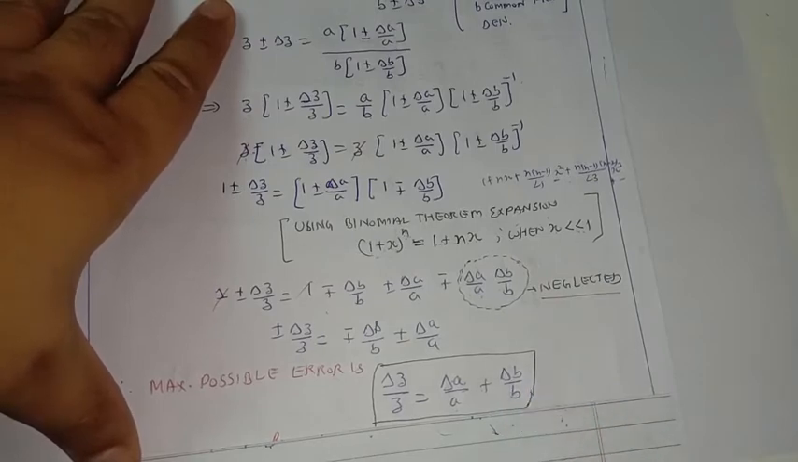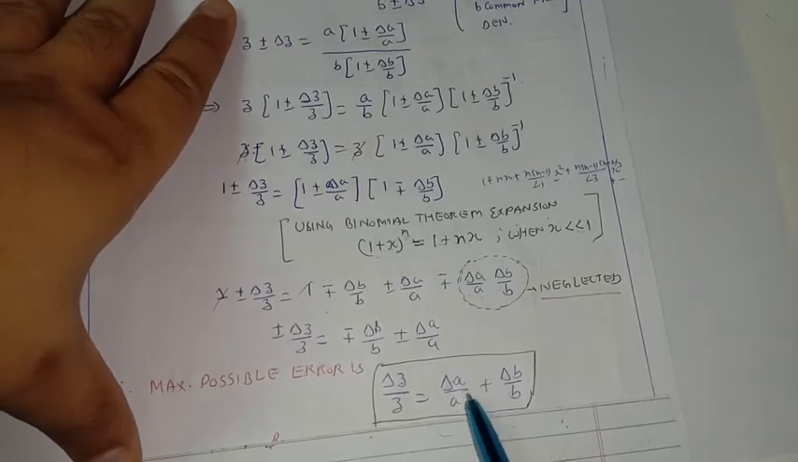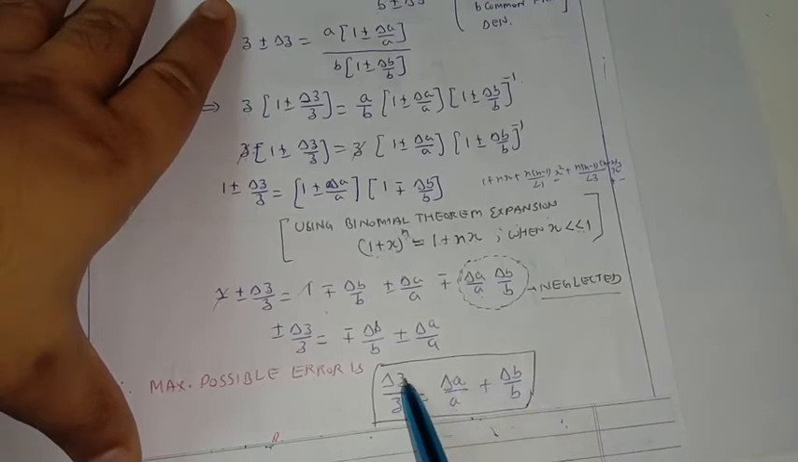So we have seen that when we are doing the addition or subtraction of two physical quantities, the sum of the absolute errors gives the resultant absolute error in the physical quantity. But when we are taking the product or the quotient of two quantities, the sum of the relative errors gives us the relative error in the final result.